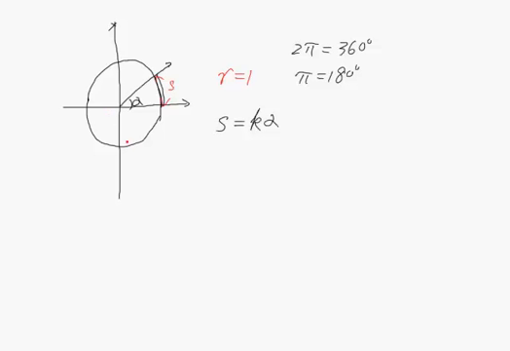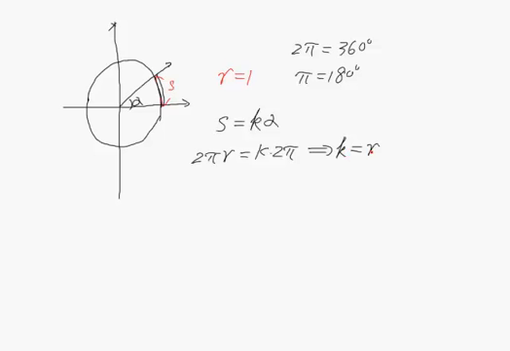Okay, so we know for the circle, the circumference is 2 pi r, right? And then the full angle for the circle is 2 pi. So let's just plug in 2 pi r for this S and 2 pi for alpha. So we have k times 2 pi, which is equal to 2 pi r. And we cancel the 2 pi from both sides. Then we just get k. This constant of variation is equal to the radius of the circle, r.